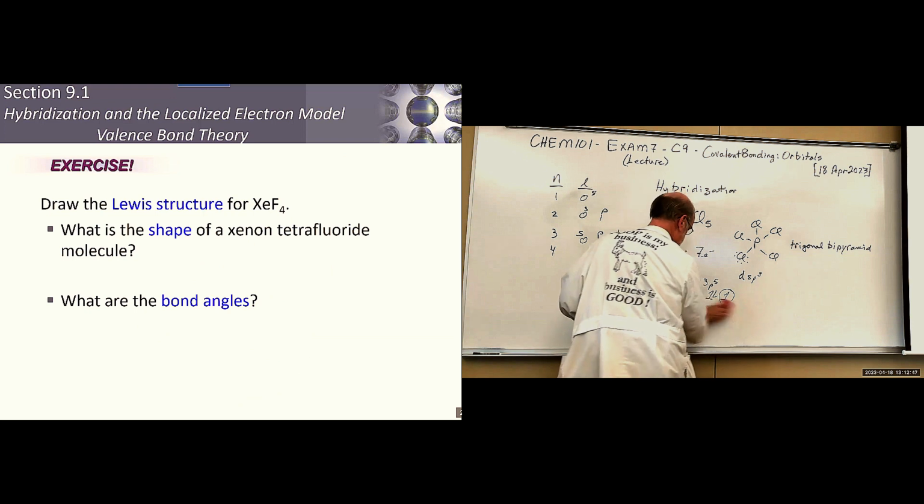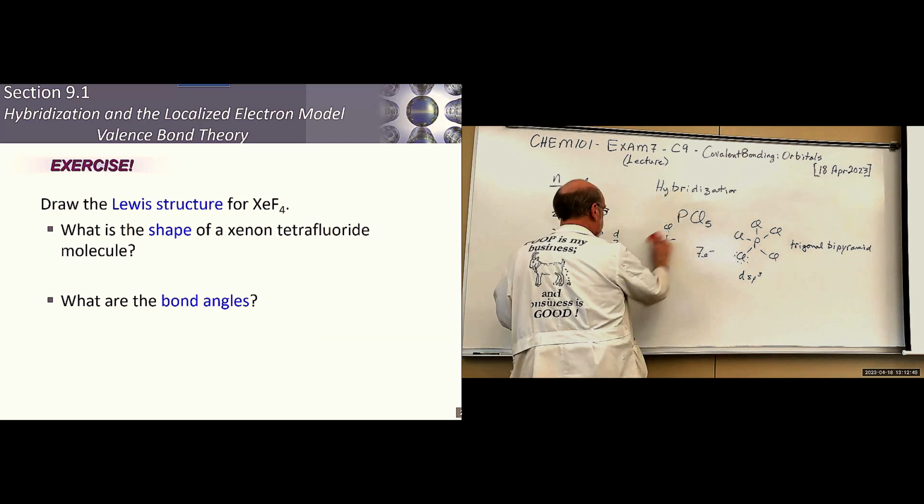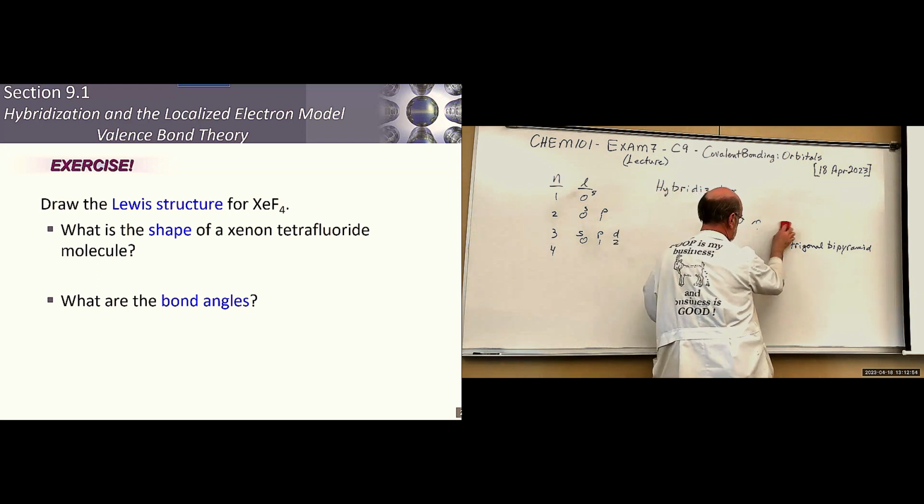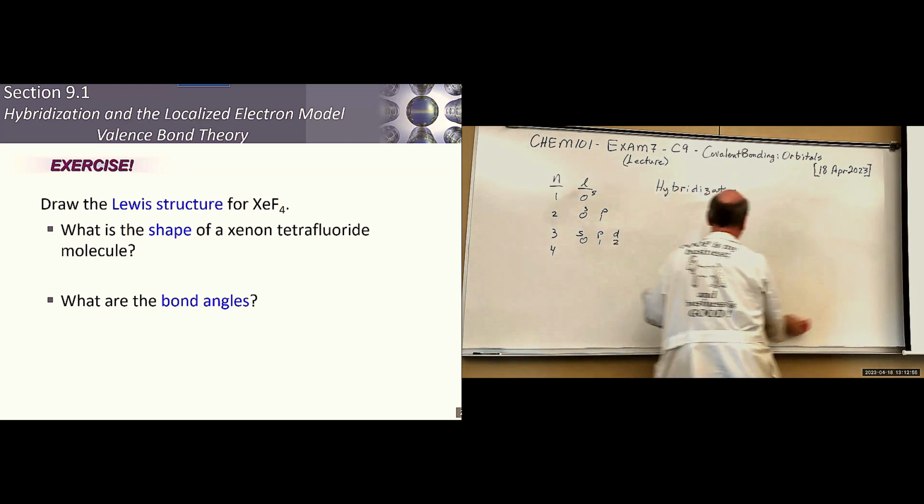All right. We go from sublime to ridiculous now. Xenon tetrafluoride.